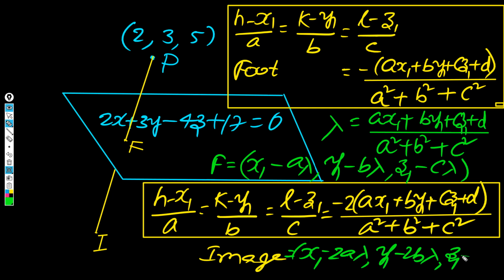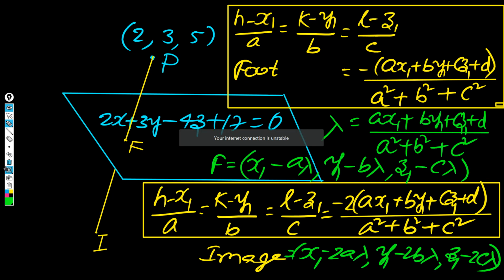Now note it down; I'm arranging this for solving problems. Note it down. Let me write that: x1 minus 2a lambda, y1 minus 2b lambda, z1 minus 2c lambda. 2 will be there for the image, and it is 1 for the foot. Just check it now. If you find lambda, this can be done easily.